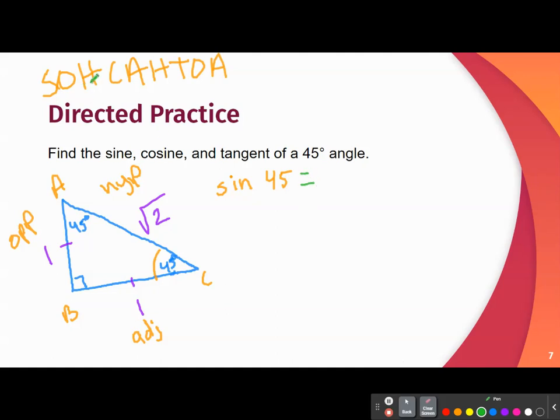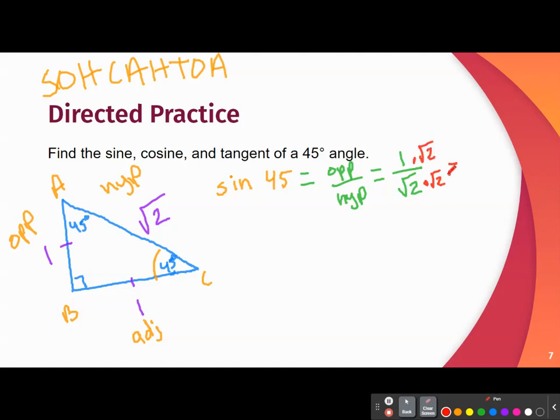Sine is opposite over hypotenuse. Opposite over hypotenuse. So Grace, what would be my fraction if it was opposite over hypotenuse? Opposite is 1. What's my hypotenuse? 1 over the square root of 2. Now, from the previous section, Abby, what's wrong with this fraction? Well, the square root is in the denominator. How do I simplify it? You multiply it by itself.